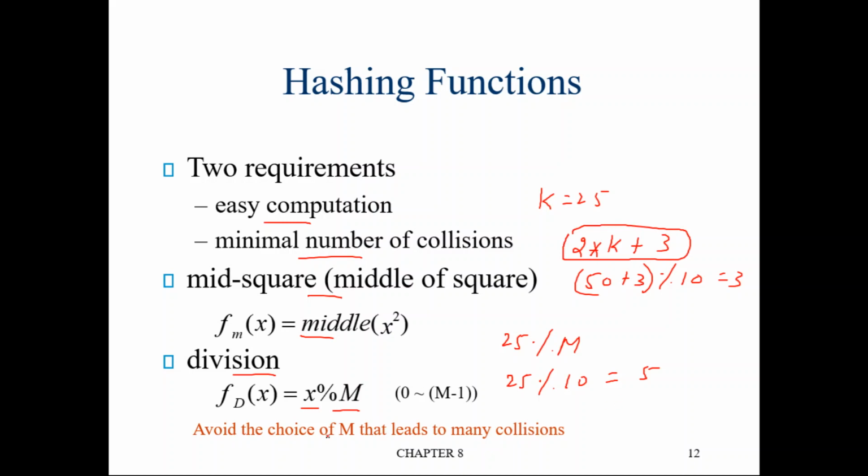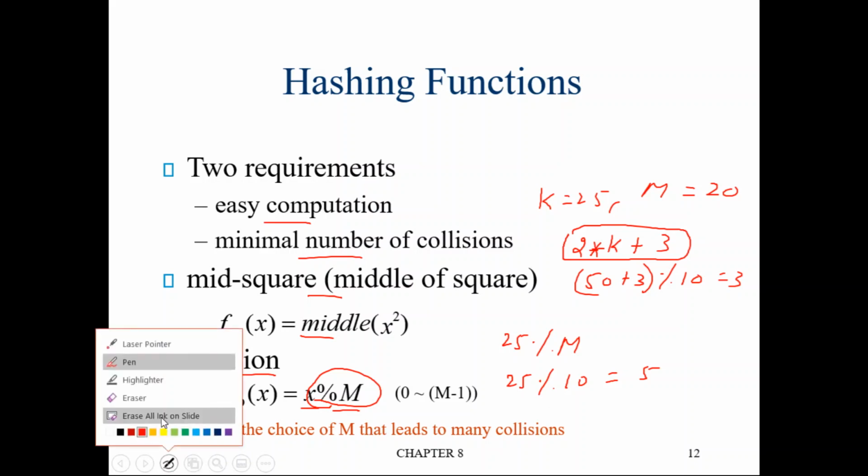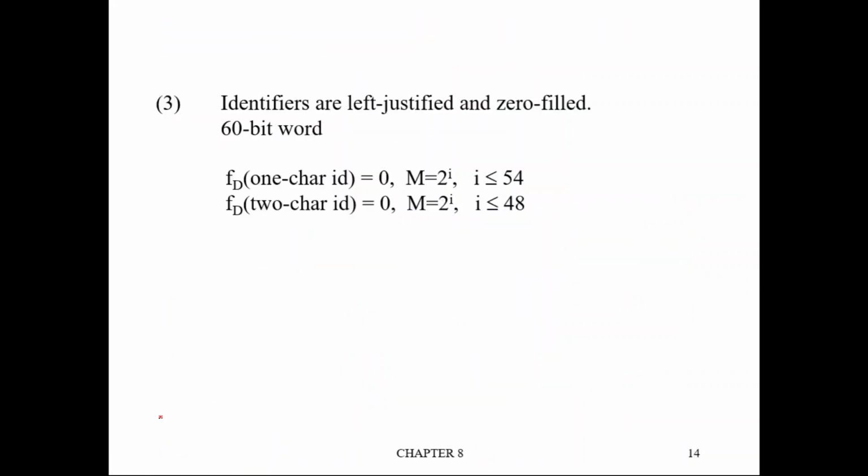So generally we mostly use this division method, or in some cases in exams you may get this type of question: map the following values using the hash function 2 into k plus 3. Then m will also be given. If m is 20, then you have to do modulo 20, right? So this is how this works, right?